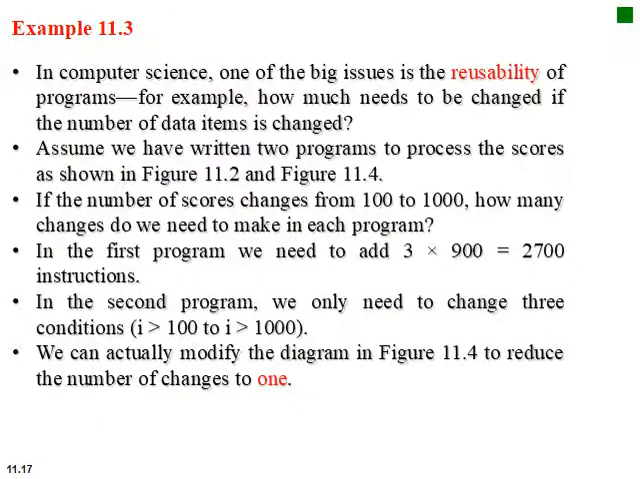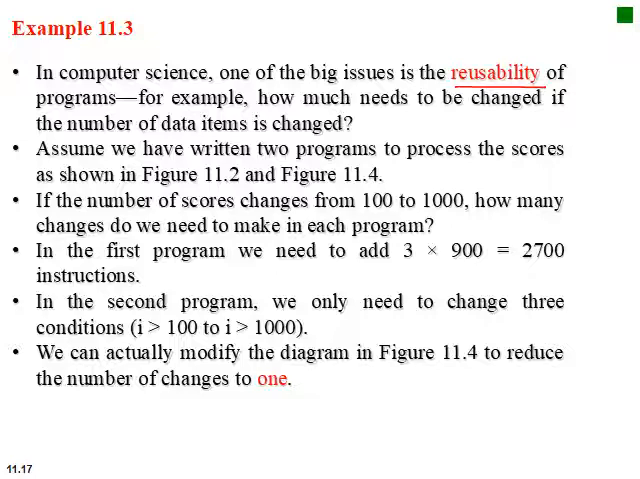Let's look at the next example. This example says, in computer science, one of the big issues is reusability. Technically, I always tell my classes that a computer scientist is typically a lazy person. Not really, but lazy in terms of we want to do things fast and efficiently. We don't want to spend so much time on doing things. We want to use the quickest way of writing the program.